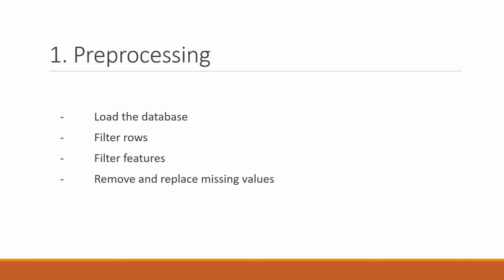To do the preprocessing, we will first load the database, then we will filter by columns, after by features, and finally we will delete and replace missing values.